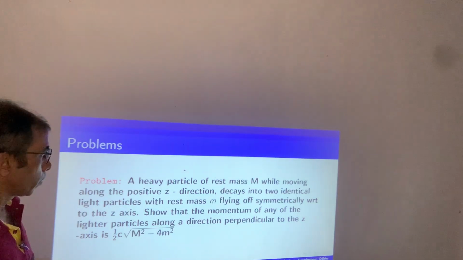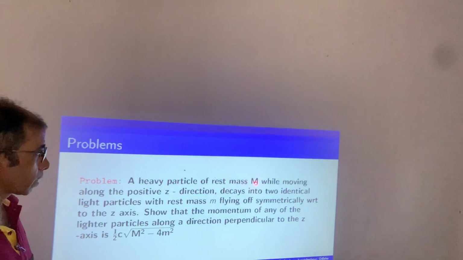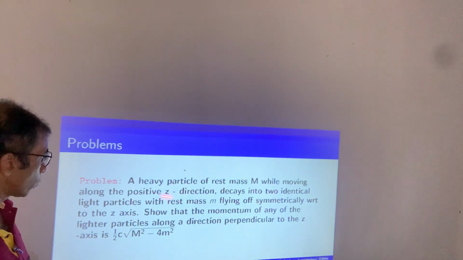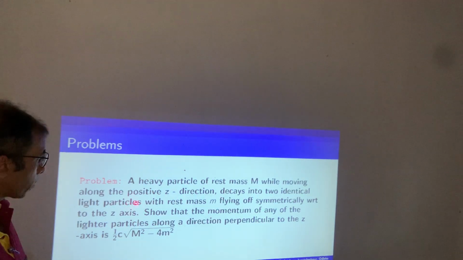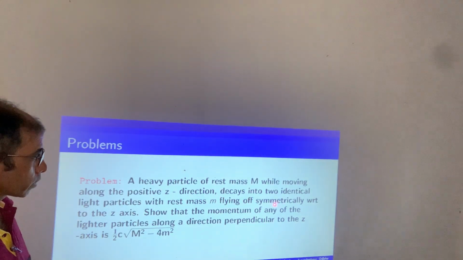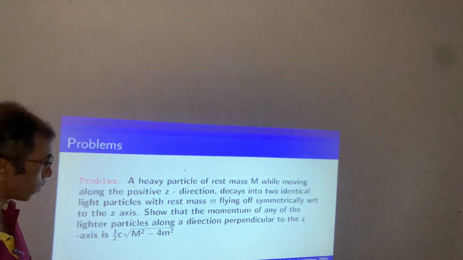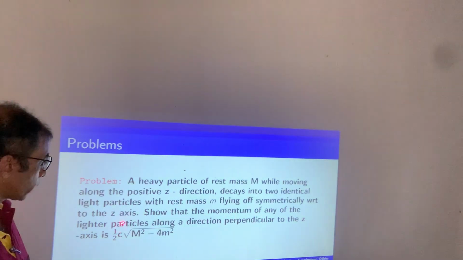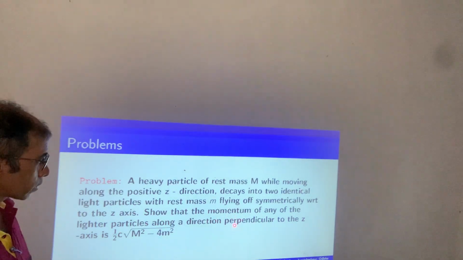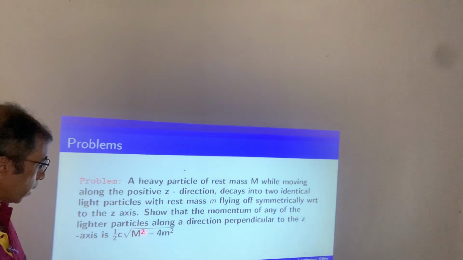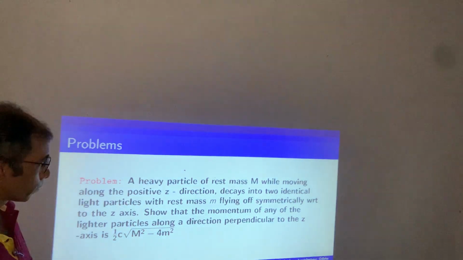Here's another problem. A heavy particle of rest mass M, while moving along the positive z direction, decays into two identical-looking particles with rest mass m, flying off symmetrically with respect to the z-axis. Show that the momentum of any of the lighter particles along a direction perpendicular to the z-axis is half c root of (M square minus 4m square).